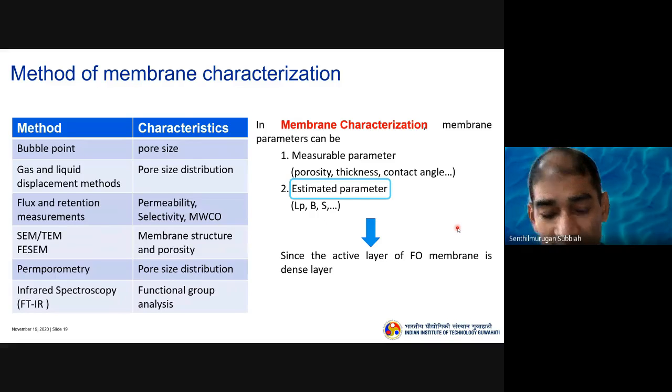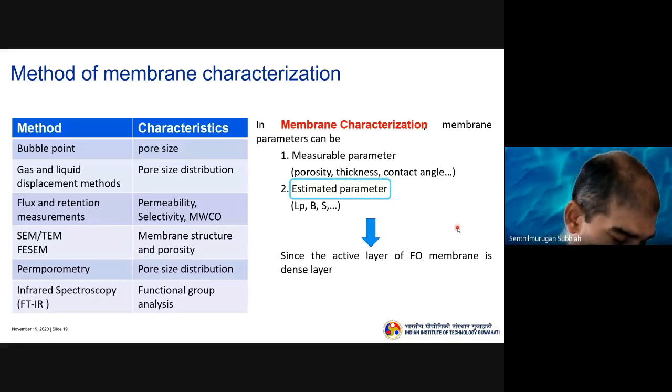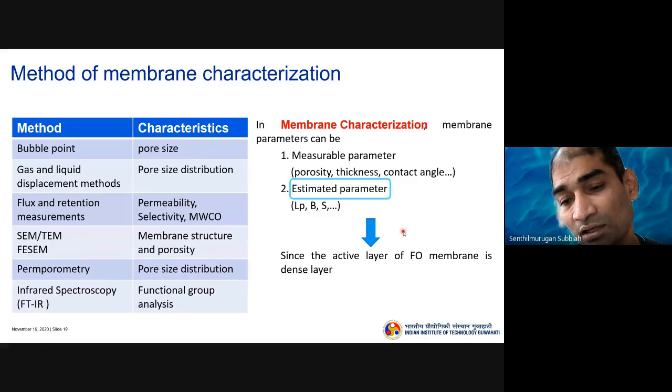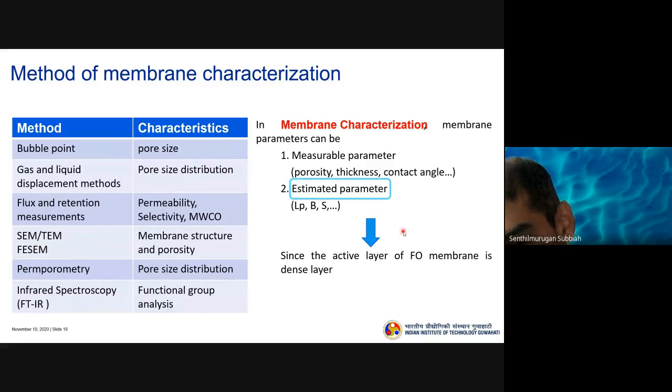So what is the difference between the ultrafiltration and RO membrane or FO membrane? In an ultrafiltration membrane, it is a symmetric membrane. The pore size will be uniform across the membrane. But in the case of RO and FO membranes, there will be a two-layer asymmetric membrane. In the asymmetric membrane, one layer is a dense layer, and the other one is the support layer. That is where we have an active layer, which we call the dense layer. This dense layer is going to give the separation efficiency of the process.